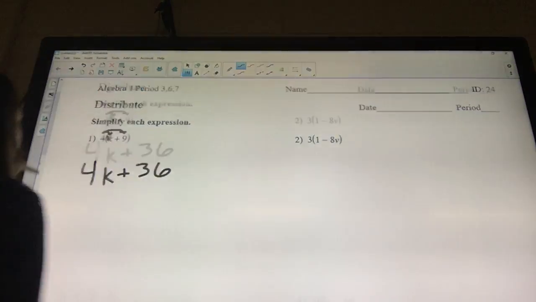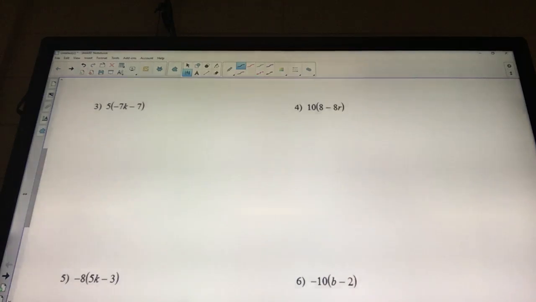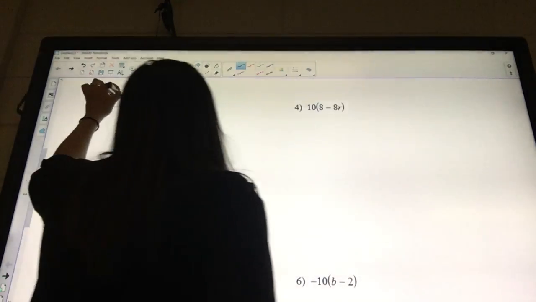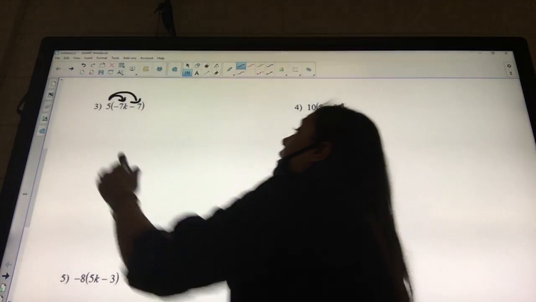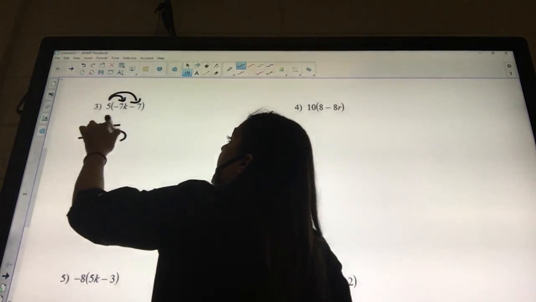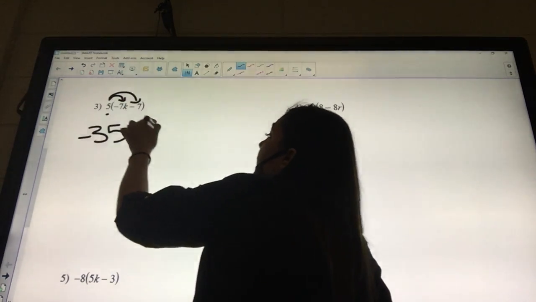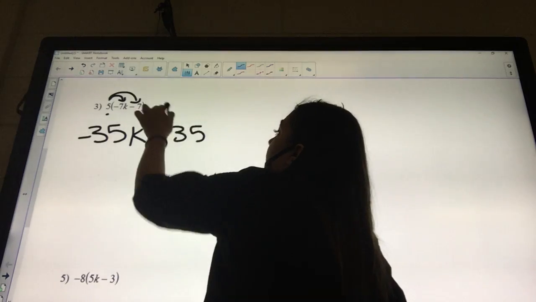Okay, so let's look at 2 or 3, my bad. Okay, so we're distributing 5. So 5 times negative 7 is negative 35, and we have a K. 5 times negative 7 is still negative 35.